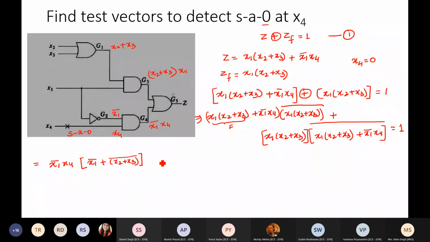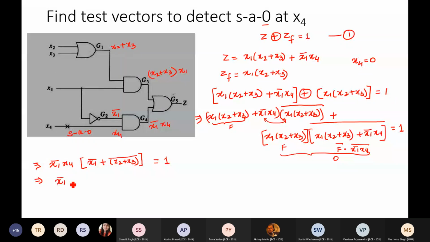Fine. This term will give you 0 because this is again f और इसको expand करेंगे तो हमें मिलेगा f bar dot x1 bar x4 का whole bar. So f and f bar, this term will be 0. So we are left with only this middle term, the multiplication of these two terms. Solve it.